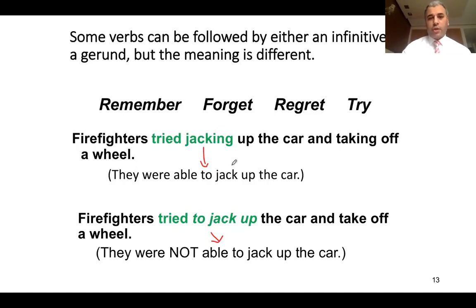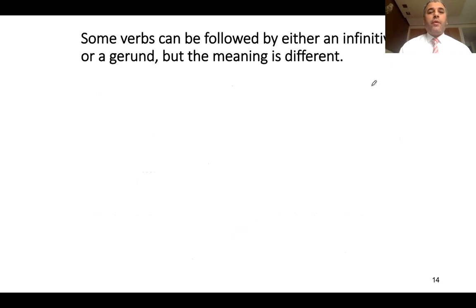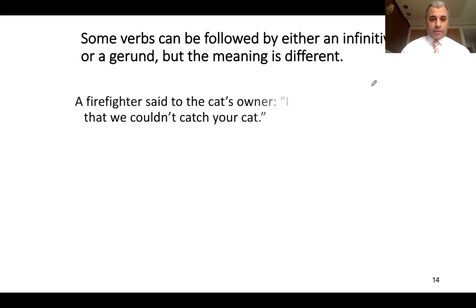When you're using either a gerund or an infinitive after these special verbs, after remember, forget, regret, and try, some verbs can be followed by either an infinitive or a gerund, but the meaning is different, same as we have seen in the previous slide. This is another example: a firefighter said to the cat's owner, I regret to tell you that we couldn't catch your cat.